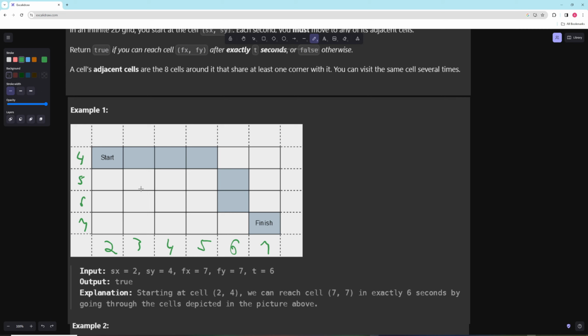Let's take a look. Let's say we go diagonally straight away. So we have 1, 2, 3, 4, 5. It takes us 5 seconds.